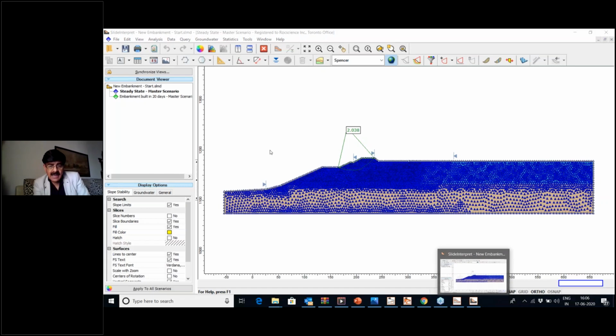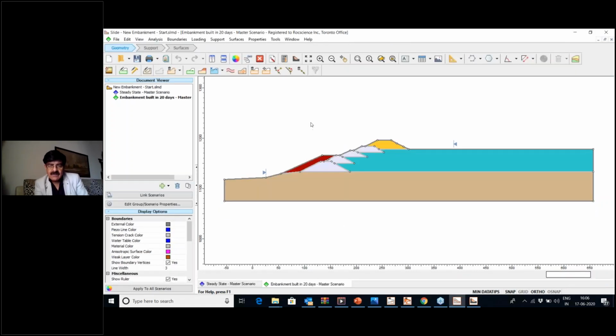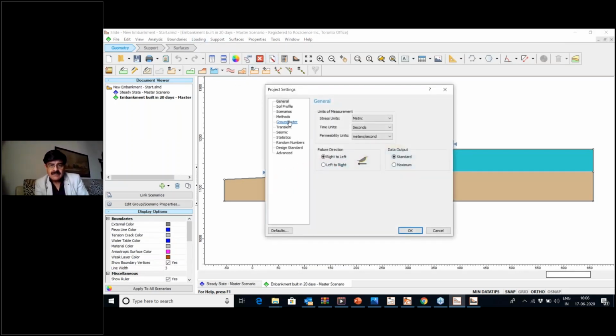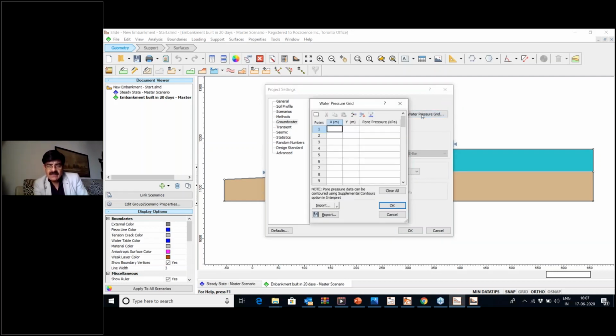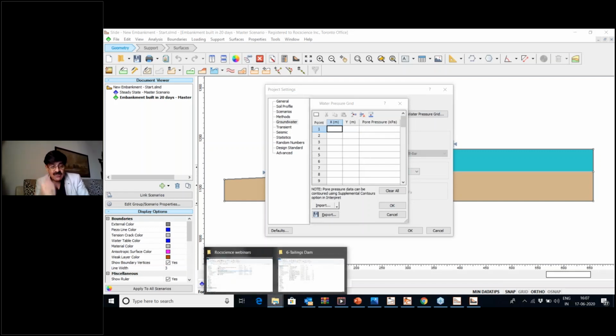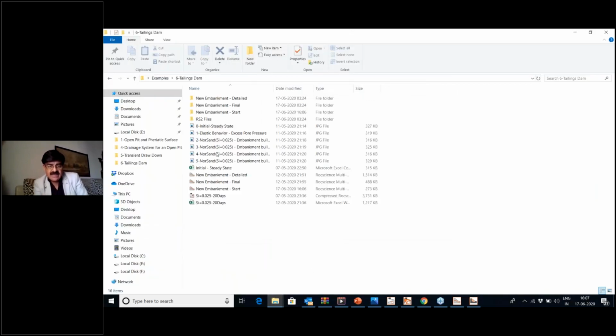Okay, yes. Now let's apply the piezometric grid to the model, and that's what we're going to do. Project settings, groundwater, and grid of pore pressure. And what we're going to do is, that's the thing opens, and we go to the values that we saved from the RS2 analysis, which are saved in the form of an Excel sheet here.